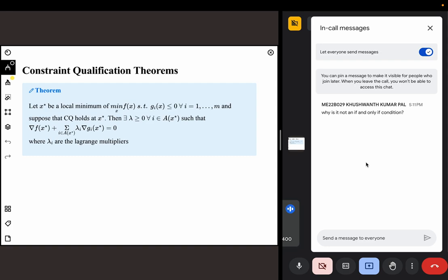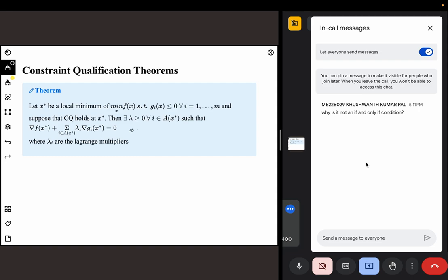It is very similar to your Lagrange thing. You take grad f plus summation of lambda i times grad gi equal to 0. This we have done, and this again comes in KKT conditions as well. So this condition is what should be satisfied for getting a local minimum of a function f.